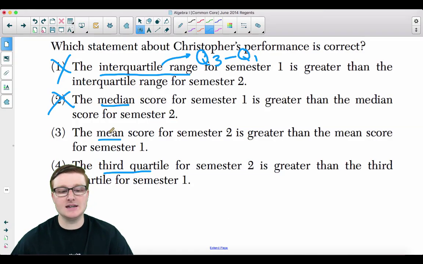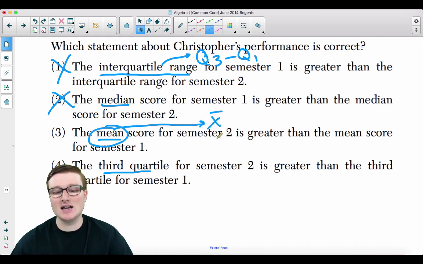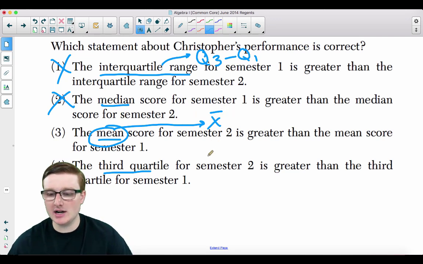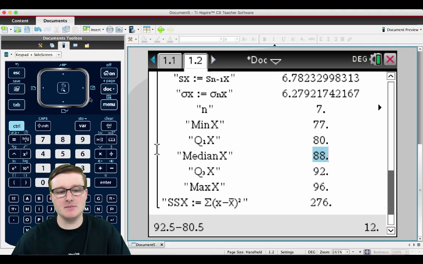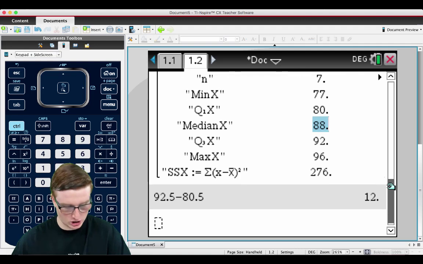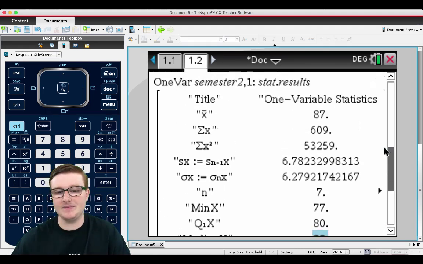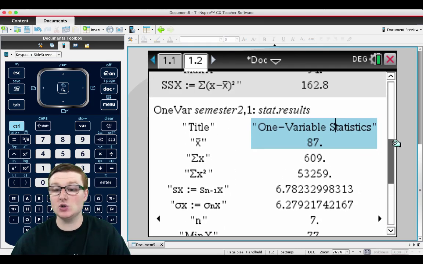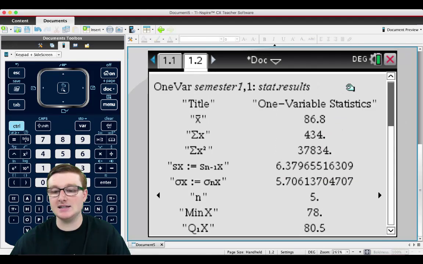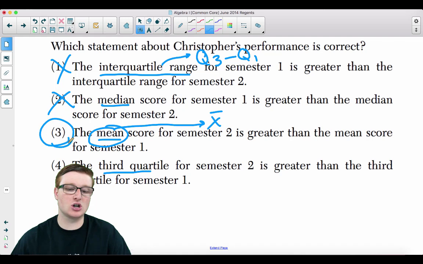Choice 3, the mean. The mean, by the way, is represented by this symbol right there. It's your x with a little bar over it. The mean score for Semester 2 is greater than the mean score for Semester 1. Well, if you go back to your calculator, the mean score for Semester 2 is 87. The mean score for Semester 1 is 86.8. Therefore, choice 3 is the correct answer.